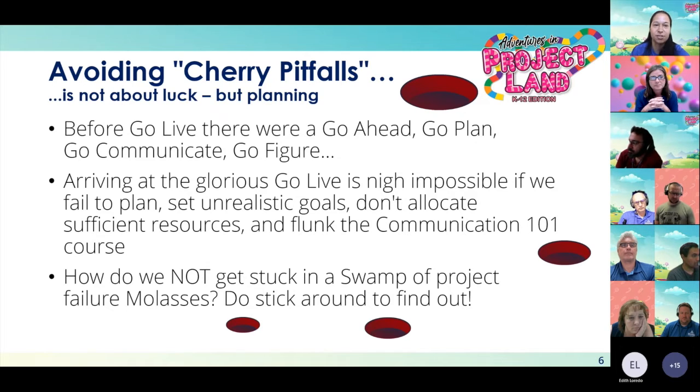It's about planning. So before go live, there's a go ahead, the idea, the design, the go plan, project charter, the planning phase. You have to communicate. You have to figure out how to deal with risks and how to manage them. So arriving at the glorious go live is pretty much impossible if you flunk the communication 101, set unrealistic goals for yourself, don't allocate sufficient resources, and fail to plan. So how do we not get stuck in a swamp of molasses, which Project Land or Candyland is also full of? Do stick around to find out.